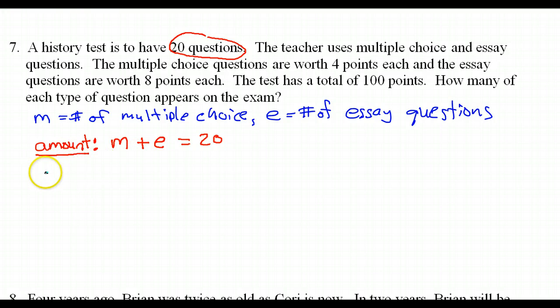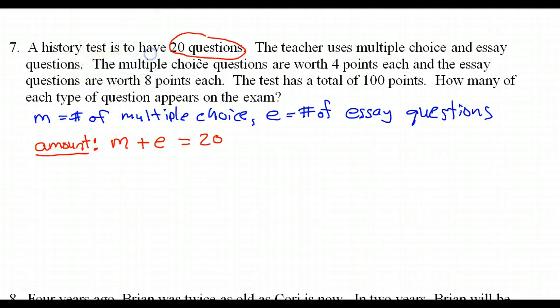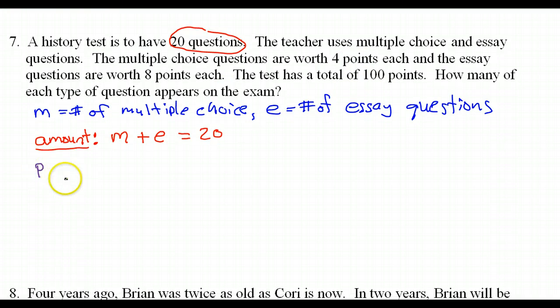Now, very often the other equation is like a money equation. But instead of money this time, instead of dollars, it's points. So I feel a points equation coming on. Points. Here's what I mean. Multiple choice questions are worth 4 points.